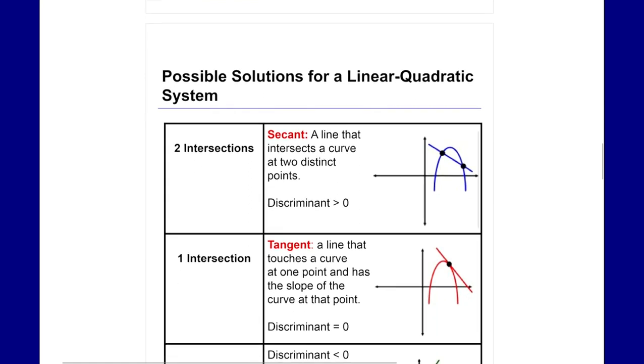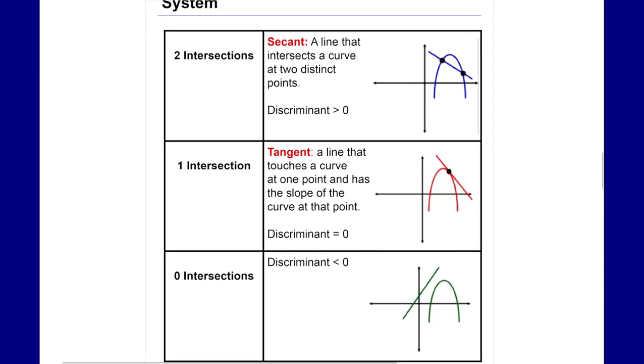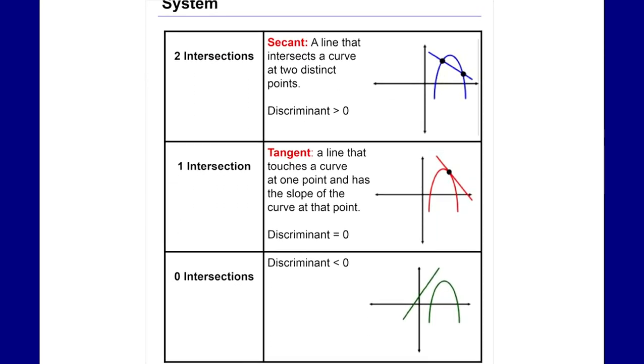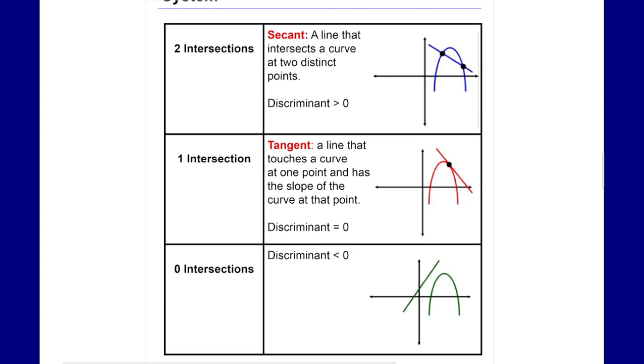Now, with our linear quadratic system, there are 3 possible scenarios. Similar to when we were looking at a quadratic and had 3 possible scenarios for the x-intercepts, it's the same kind of idea. We could have 2 intersections. In this example, the line comes through and crosses our parabola twice, similar to when we would find 2 roots. So our quadratic formula would give us 2 answers.